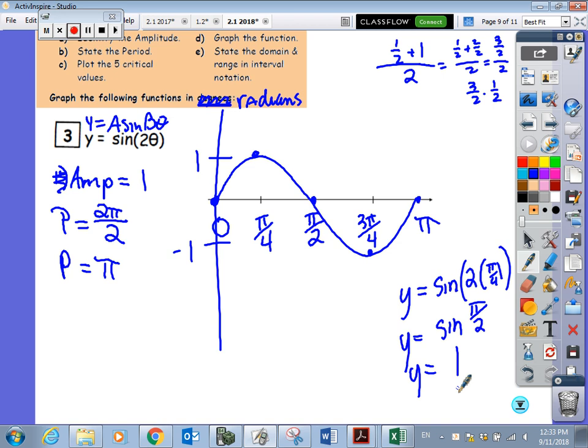Just like y equals x has the points 1, 1, 2, 2, 3, 3, 4, 4. Well, once you do y equals 2x, those points aren't the same anymore. They change depending on the function given. And then domain of any sinusoid, -infinity to infinity. Range is low value up to high value.